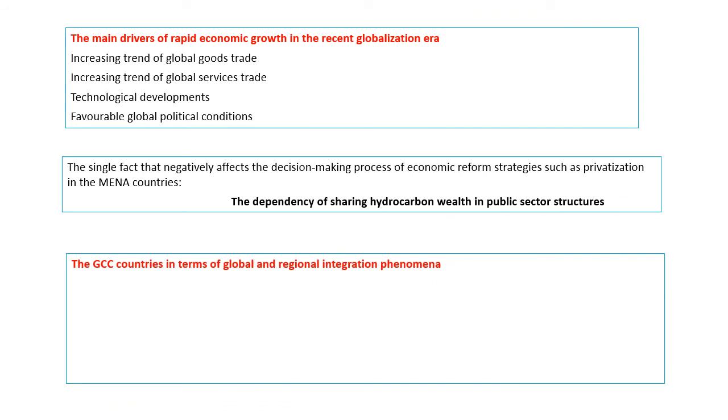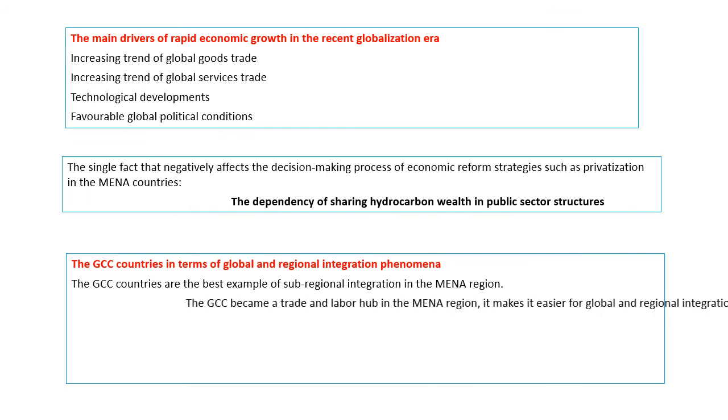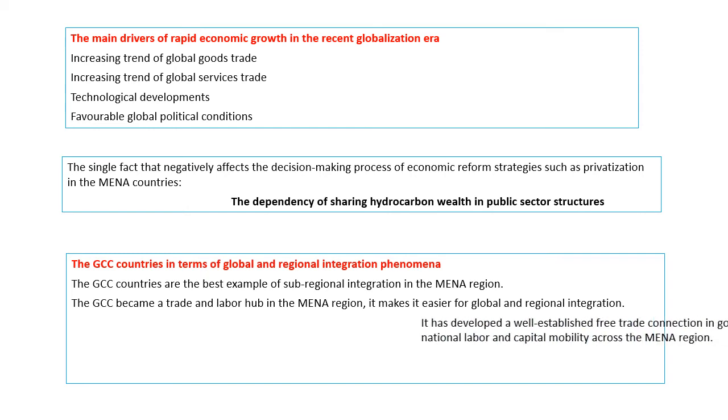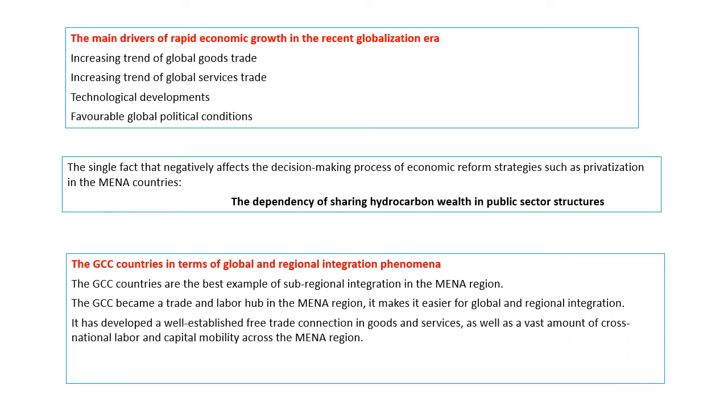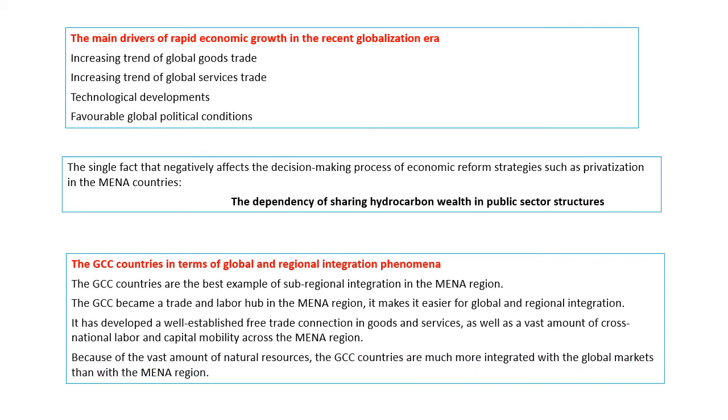The GCC countries in terms of global and regional integration phenomena. The GCC countries are the best example of sub-regional integration in the MENA region. The GCC became a trade and labor hub in the MENA region. It makes it easier for global and regional integration. It has developed a well-established free trade connection in goods and services, as well as a vast amount of cross-national labor and capital mobility across the MENA region. Because of the vast amount of natural resources, the GCC countries are much more integrated with the global markets than with the MENA region.